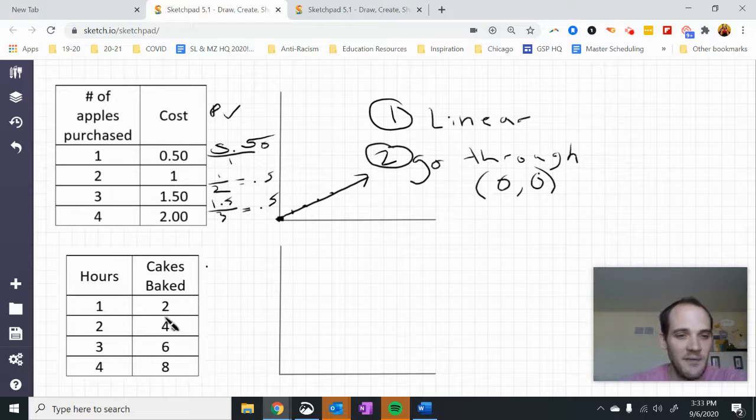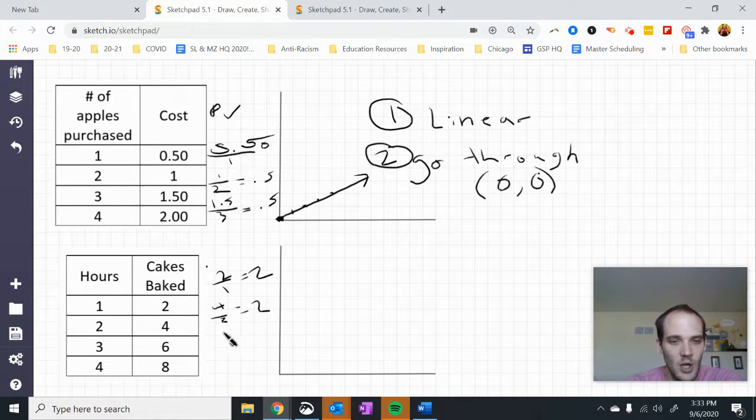I have hours and I have cakes baked. First, I can verify that it's a proportion by using y over x. What's 2 divided by 1? What's 4 divided by 2? What's 6 divided by 3? What do you notice about all of these values? Perfect. So this is a proportion.